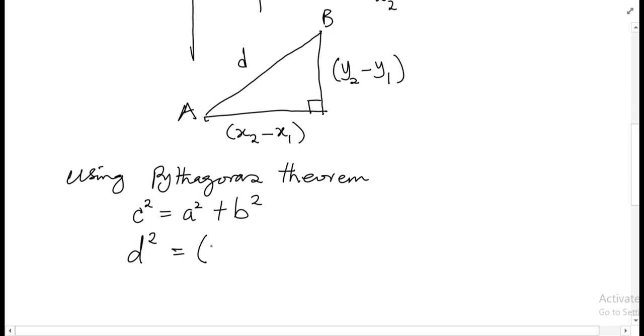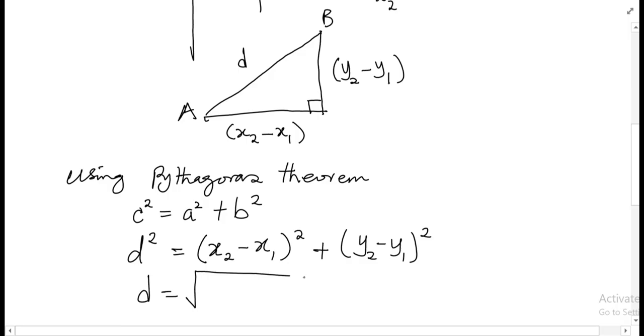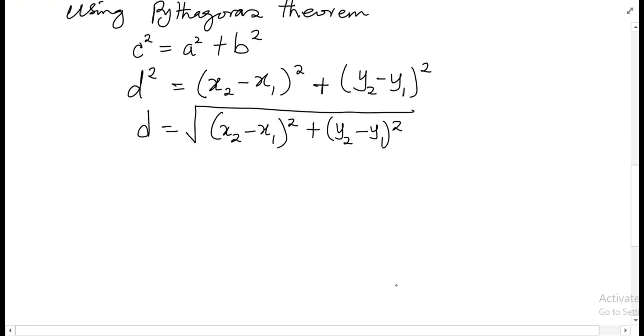be it opposite. Let's use x2 minus x1 all squared plus y2 minus y1 all squared. So here we are looking for d, not d squared. So for us to get d, you take the square root of both sides. So your d will now be equal to the square root of x2 minus x1 all squared plus y2 minus y1 all squared. So this is the distance between 2 points.